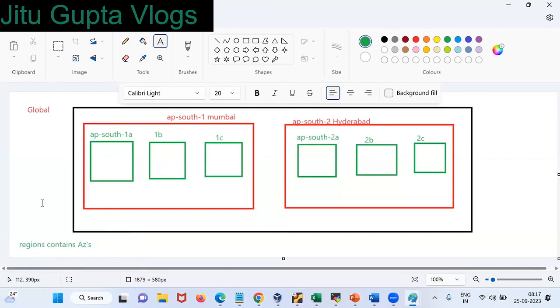Okay, clear? Now a question to you. Continents contain what? Continents contain regions, right? Right or not? That's the thing. Inside continents, regions are there. Inside regions, availability zones are there. Not only regions, availability zones also. Clear?